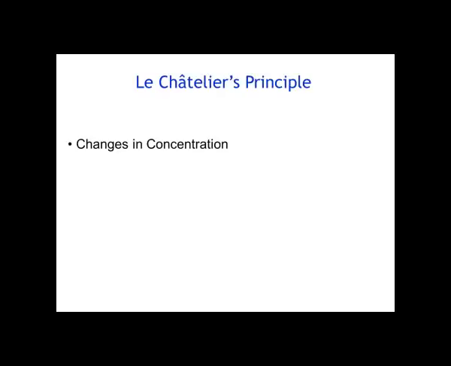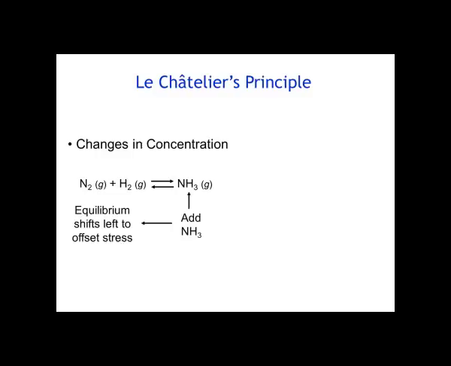Le Chatelier's principle. What happens to an equilibrium if we change things by adding a reactant or a product, or removing it, or changing temperature? Let's start with change in concentration. Here's an equilibrium between N2, H2, and NH3. Suppose we add NH3. The equilibrium is going to shift to the left to offset the stress.